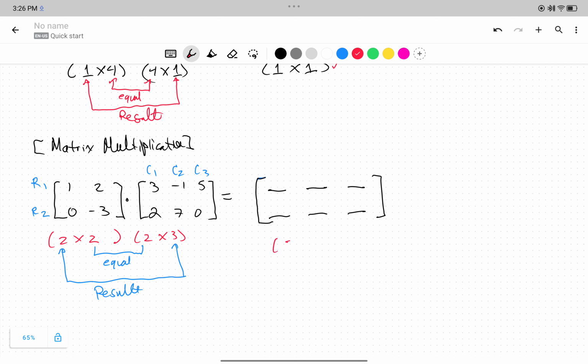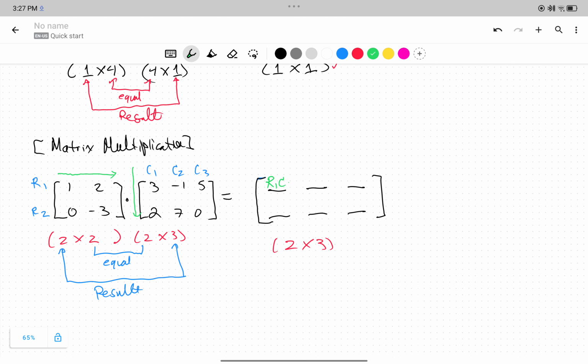That's a 2 by 3. Now we have to fill in the blanks. So this is where we're going to map it out so we can see exactly what's going to happen. Remember that I said that rows go from left to right, columns go bottom to top. So the first one is going to be row 1 with column 1.